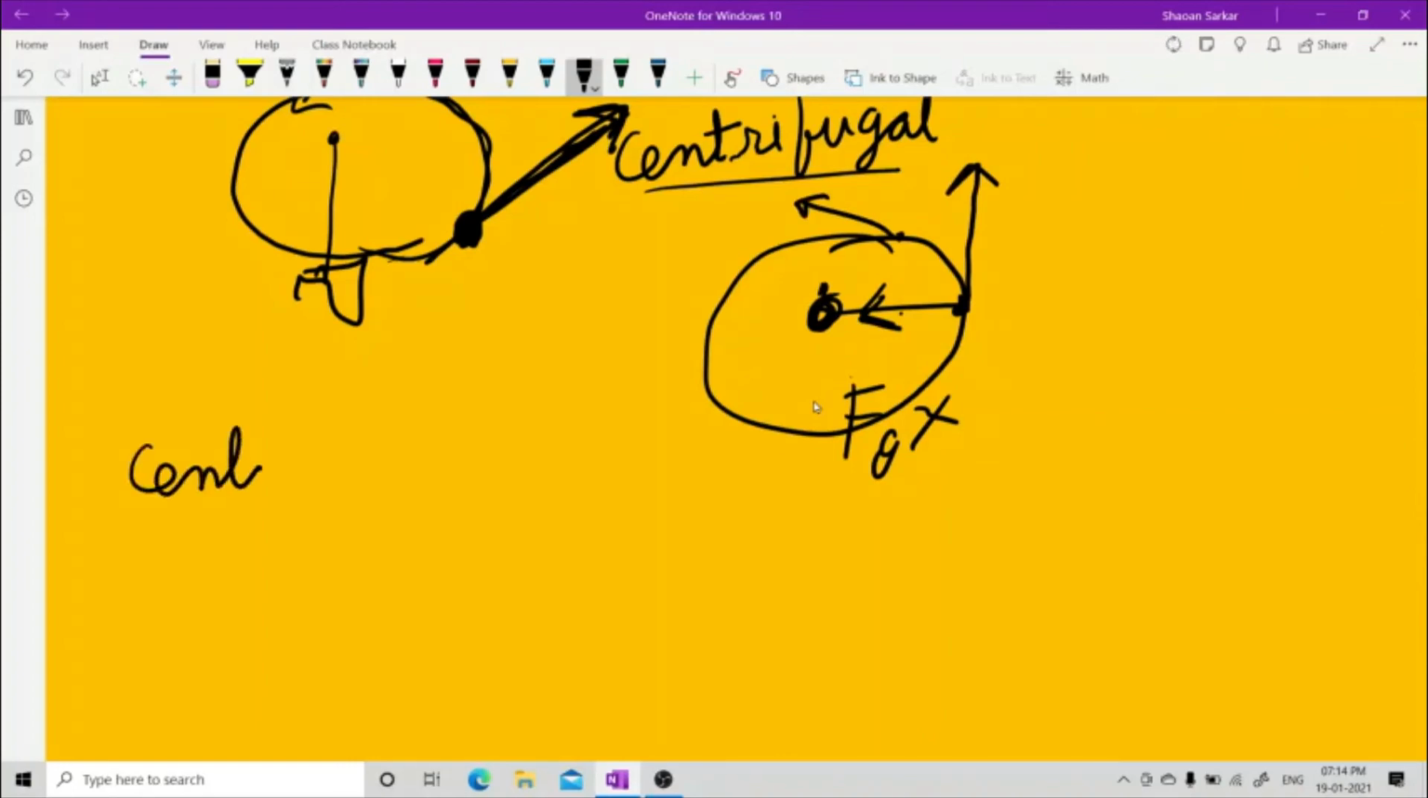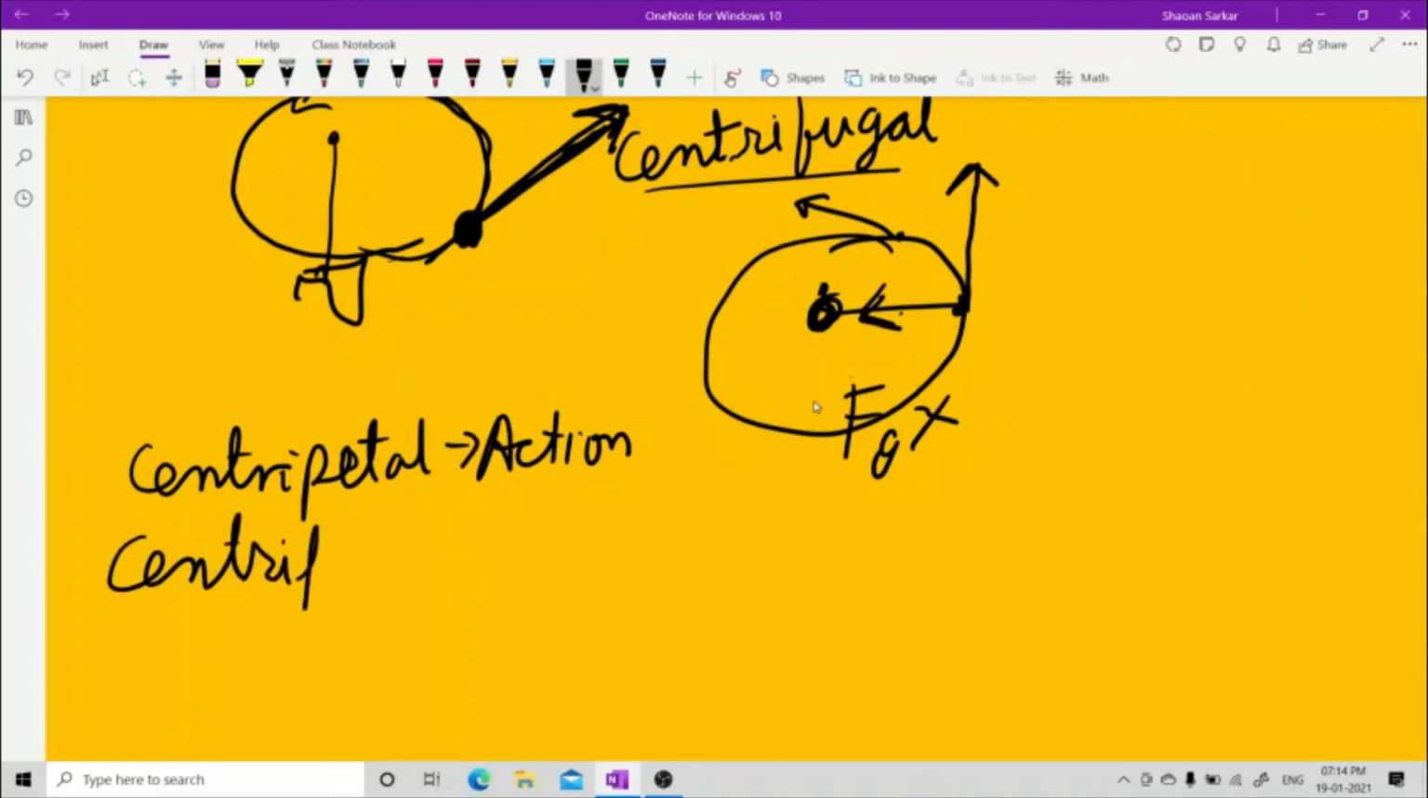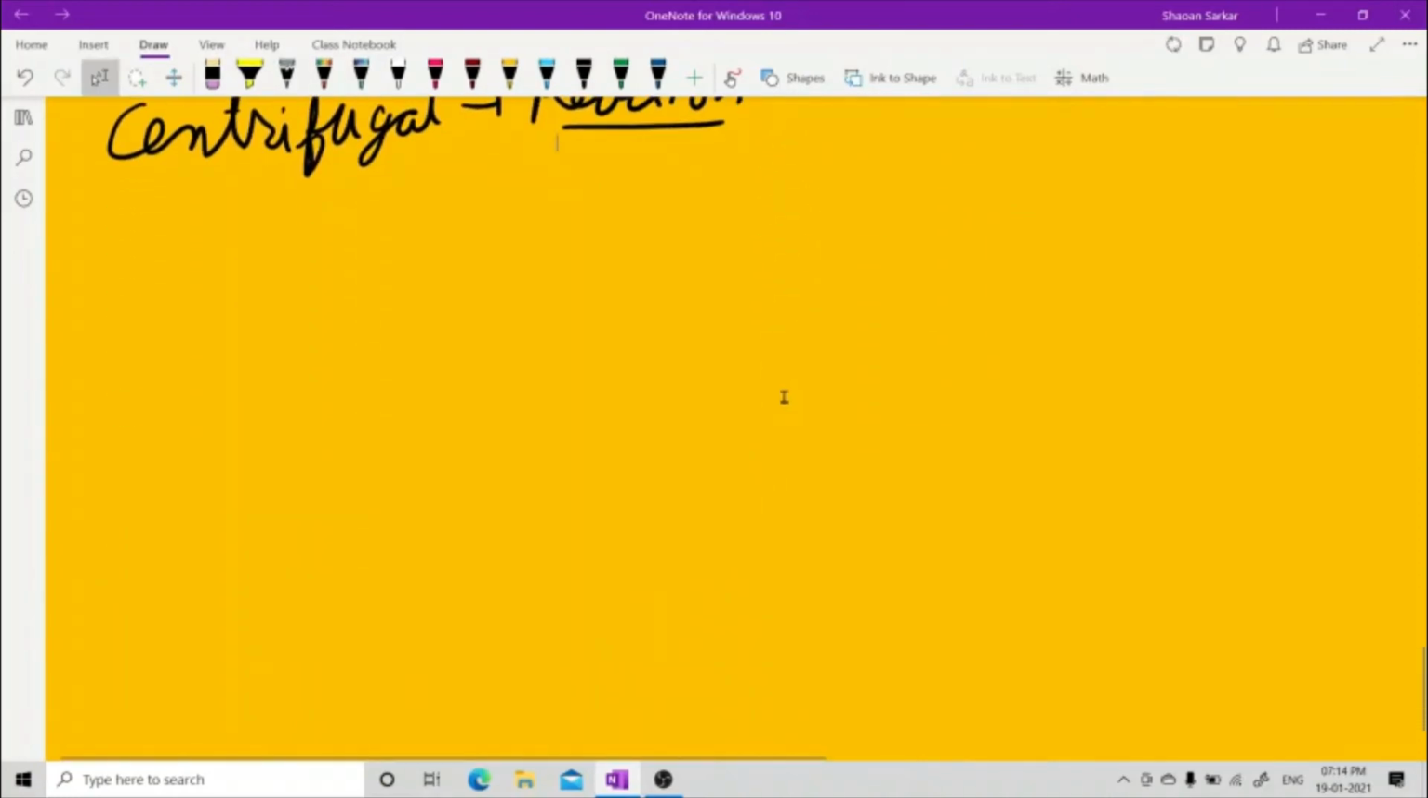Centripetal is the action force, and centrifugal is the reaction, and they act on two different things. Now, let us see some more things of your syllabus. That is your angle of friction.